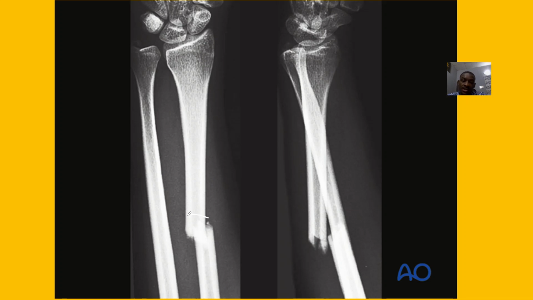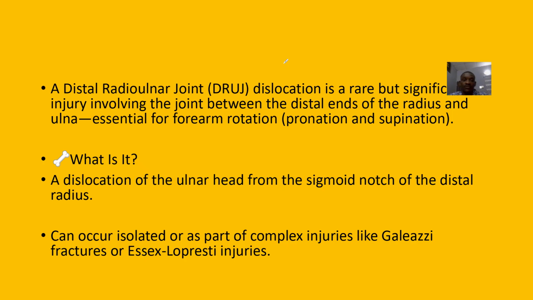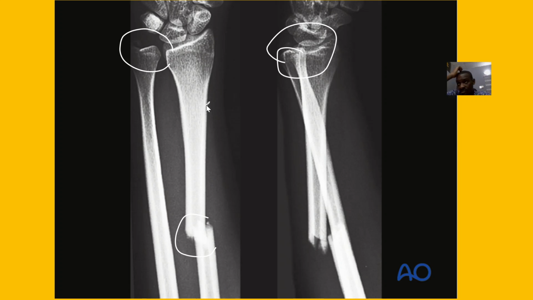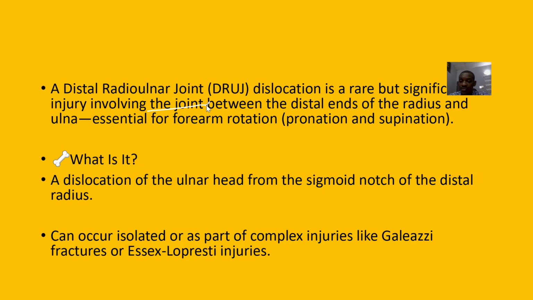So you can see that here there's a fracture. So a fracture also led to what? Dislocation. Do you understand? So of course you can see that the bones can cross each other easily because they are dislocated. So a distal radioulnar joint dislocation is a rare but significant injury. Now it involves the joint that is far down, between the radius and the ulna.